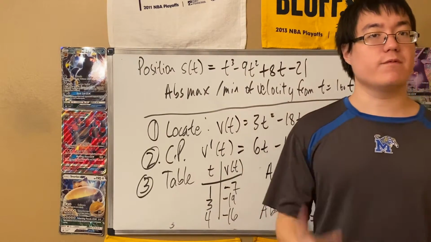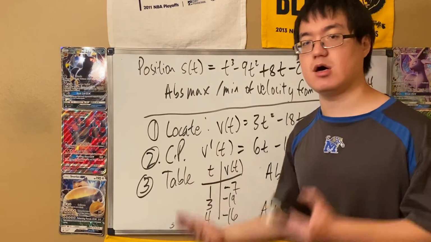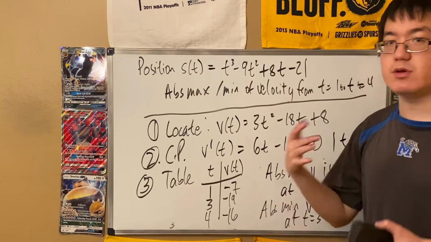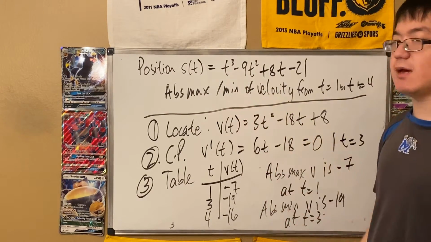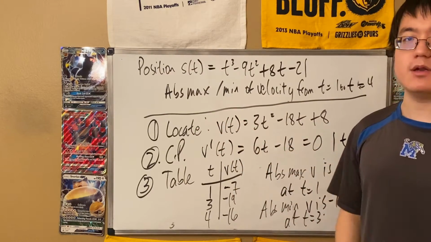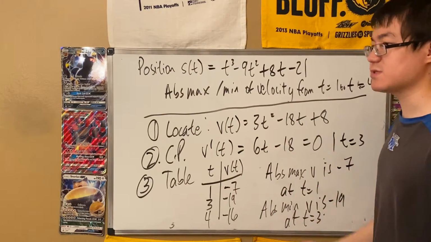The important thing is what function are you doing the process on? Once you know the process, we do this process so often that people can usually get it, as long as they can get that first step. And writing this locate step, in my opinion, will help you out. But this is how you do absolute max or min.